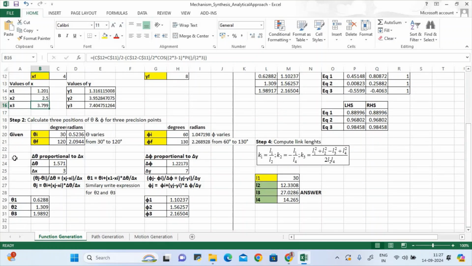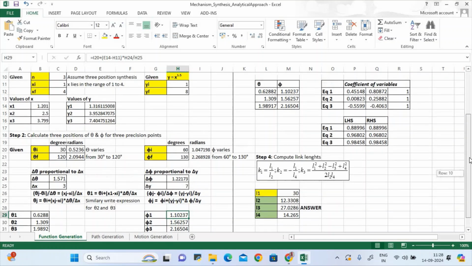Once you have calculated the values of theta 1, theta 2, theta 3, you repeat the same exercise and calculate the values of phi 1, phi 2, phi 3. Let me show you one example. Phi 1 is phi I, the initial value of phi, which is this value, 60 degrees. In radians it will be 1.047, plus yj minus yi. Again you take the yj value; you are calculating the first precision point, so yj will be taken as y1.